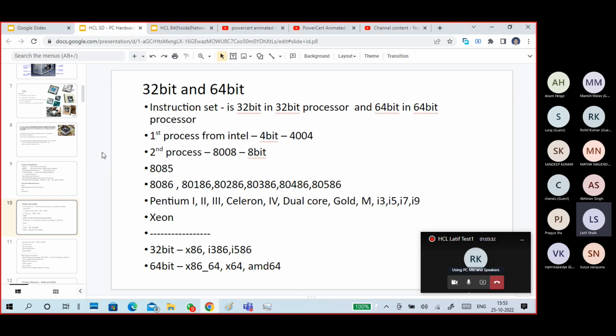Yes, x86 represents Intel. x86, i386, i586 mean Intel 32-bit.